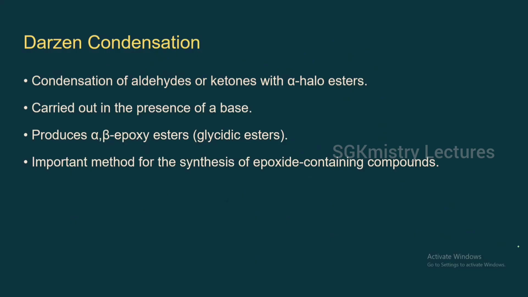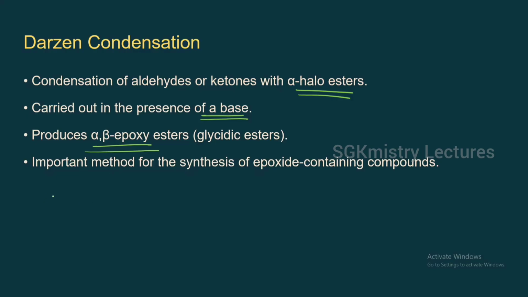So here, the condensation of the aldehydes or the ketones with the alpha halo ester takes place. And here again, the condensation takes place in the presence of a base. And here we get alpha beta epoxy esters as the product. Or we are also calling them the glycidic esters. So this reaction is nothing but the Darzens condensation reaction. And here we are going to get the epoxide containing compounds. So this is one of the important methods of preparing epoxide containing compounds.